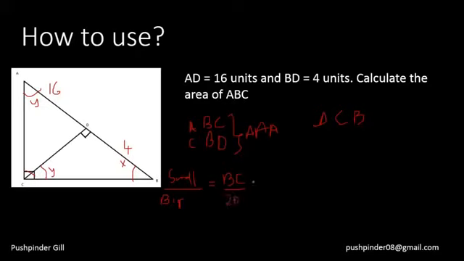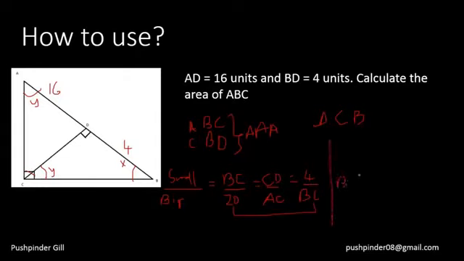And what is opposite to X? Opposite to X for the smaller triangle, it's CD, okay? And what is opposite to X for the bigger triangle? That is AC. Similarly, what is opposite to Y for the smaller triangle? That is 4. And what is opposite to Y for the bigger triangle? That is BC. So I just got this equation, and I can see that I have to use this and I have to use this.